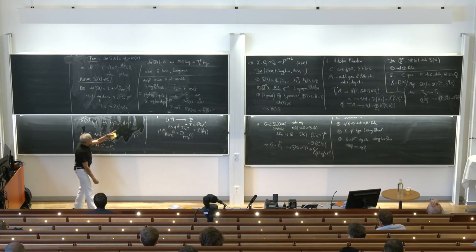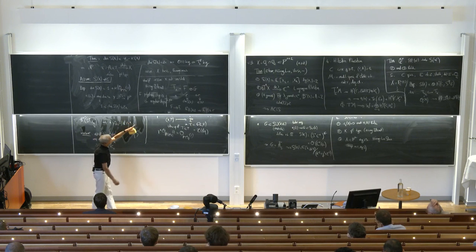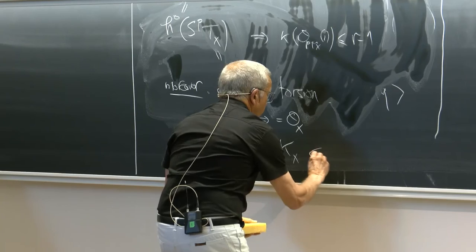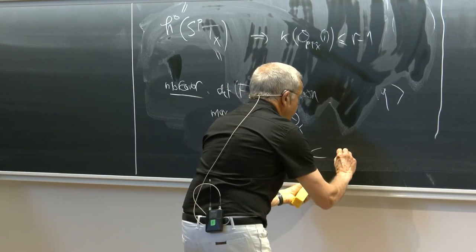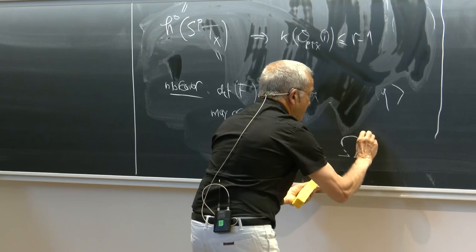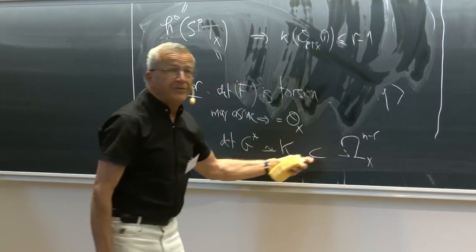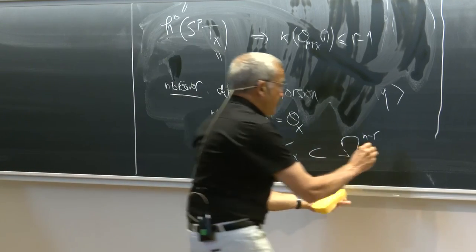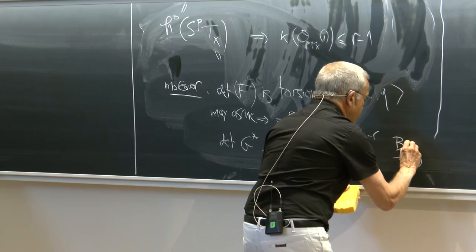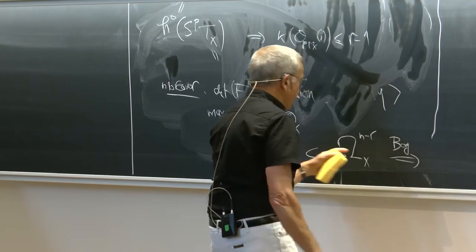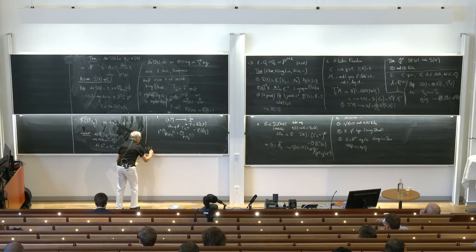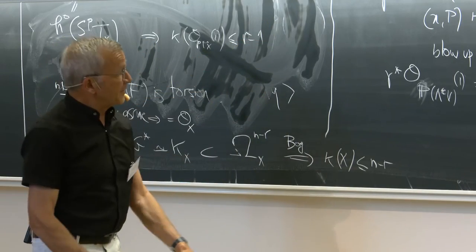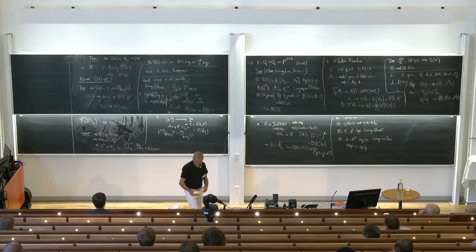Now, the determinant of G star goes into the dual T star X, which is omega 1, and we take the n minus r wedge product, so we have this inclusion. And then a famous theorem of Bogomolov tells us that the algebraic dimension of X is less than or equal to n minus r, which is the inequality I wanted here. Okay, thank you for your attention.